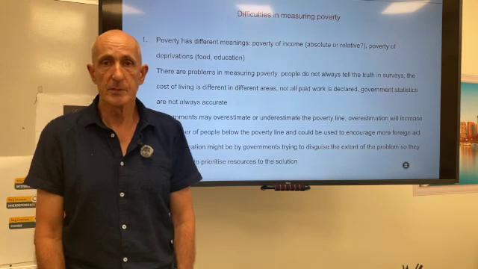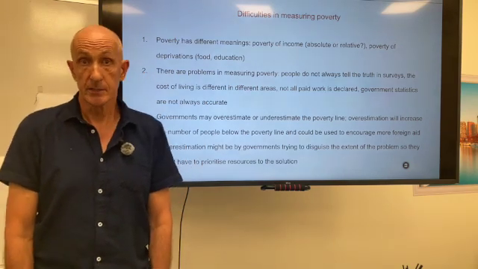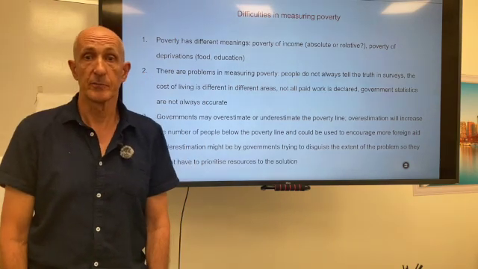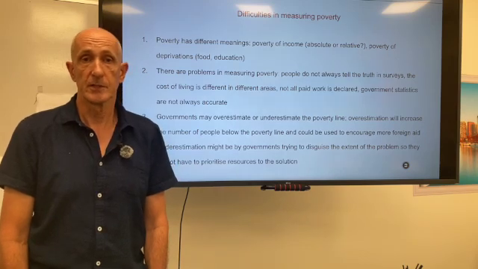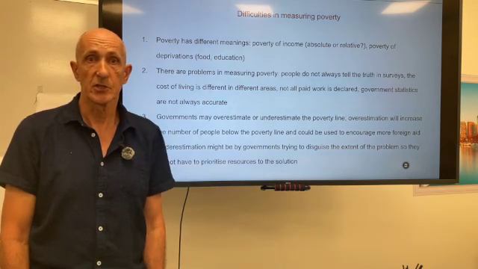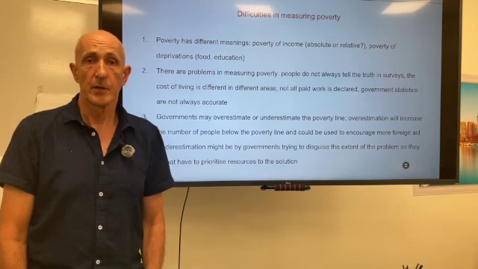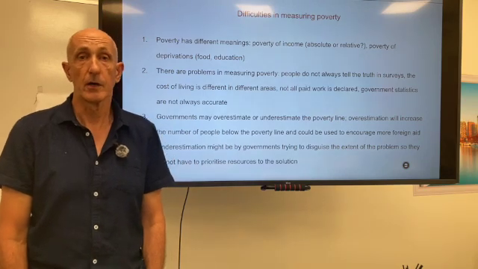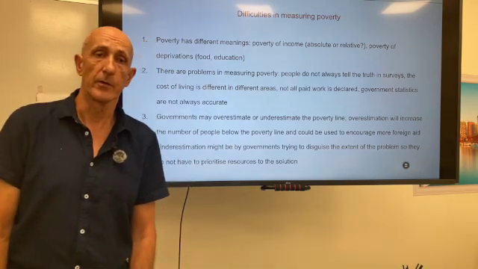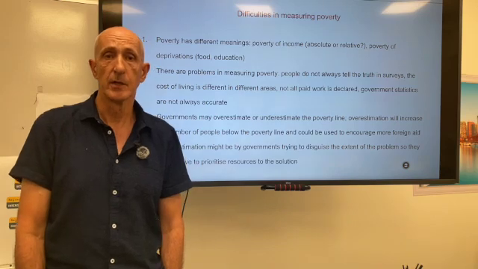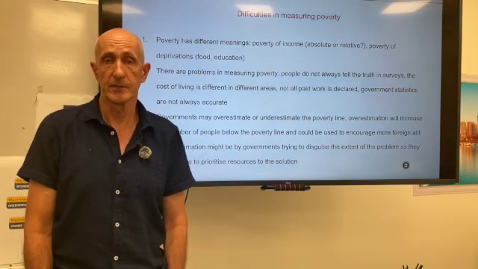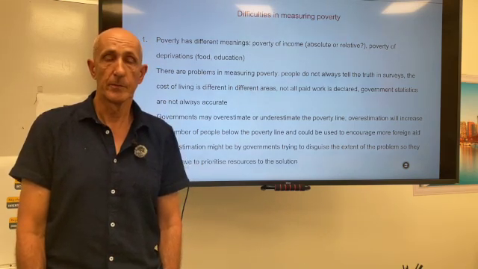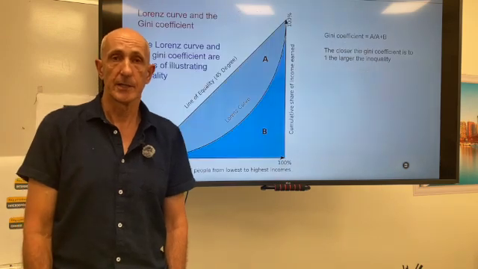There are some problems in measuring poverty. It has different meanings, like we've just seen, absolute or relative poverty. You can be poor in terms of deprivations, like not having access to education, for example. People don't always tell the truth if they're being asked about it. And the third problem is governments who overestimate or underestimate the poverty line. They might do that for political gain. They might do it to access foreign aid.